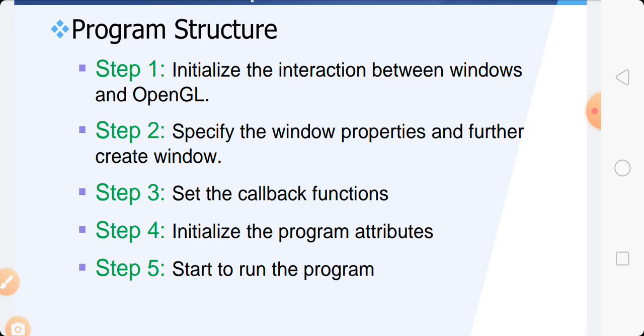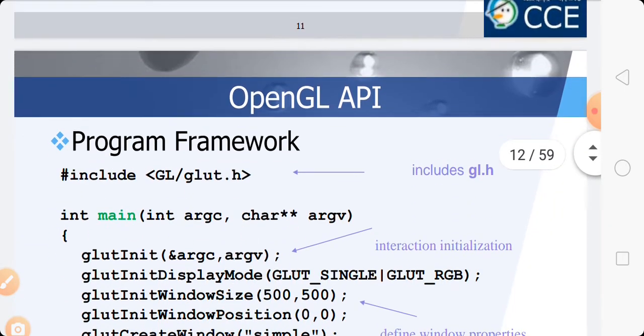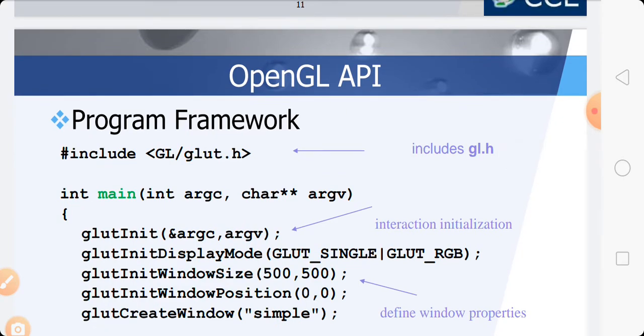Firstly, we have to initialize the interaction between Windows and OpenGL. Second, we have to specify the Windows properties and further create the window. After that, third step, set the callback function. And fourth step, initialize the program attributes. And the last step is to start running the program. This is the program framework of the OpenGL application interface.